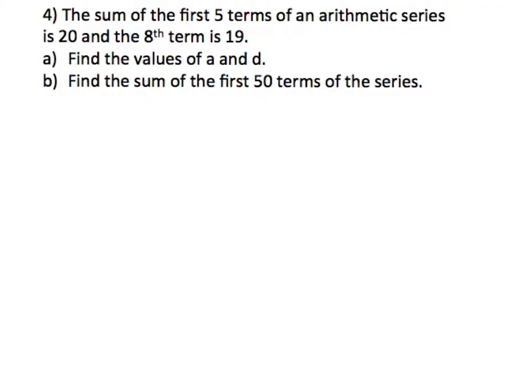Okay, next example. The sum of the first 5 terms of an arithmetic series is 20. So that means sum of 5 equals 20. And then it says the 8th term is 19. So that means T8 equals 19. Alright, find the values of A and D. So let's put in some more information here, what we know for the sum of 5 terms, an expression for that, and also an expression for the 8th term. So if the sum of 5 terms is equal to 20, then you know that that's going to be n on 2.